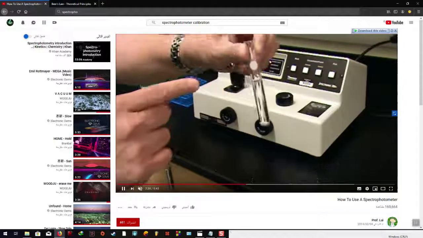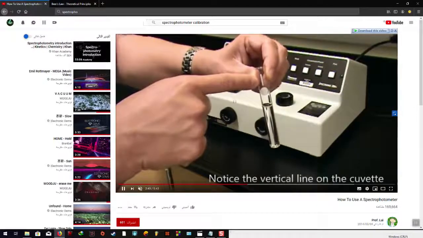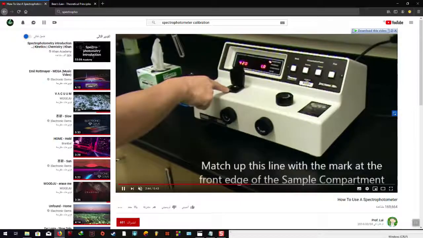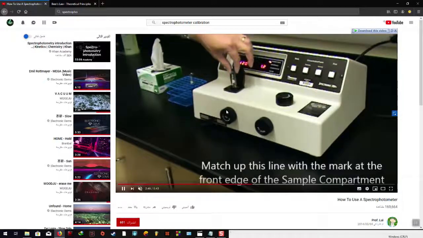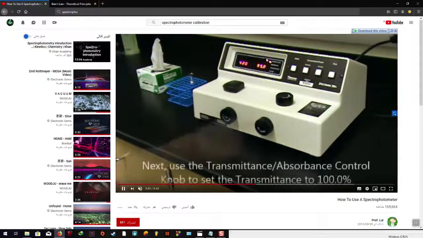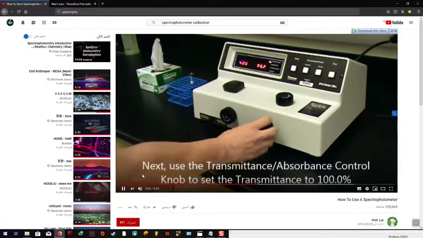After we put the cuvette or the tube in the chamber, it will press the button, and the light will pass through. As you can see, the reading reflects a change in the transmittance. This means that the slit is now open, and the light of the specific wavelength passes through and reaches the detector.